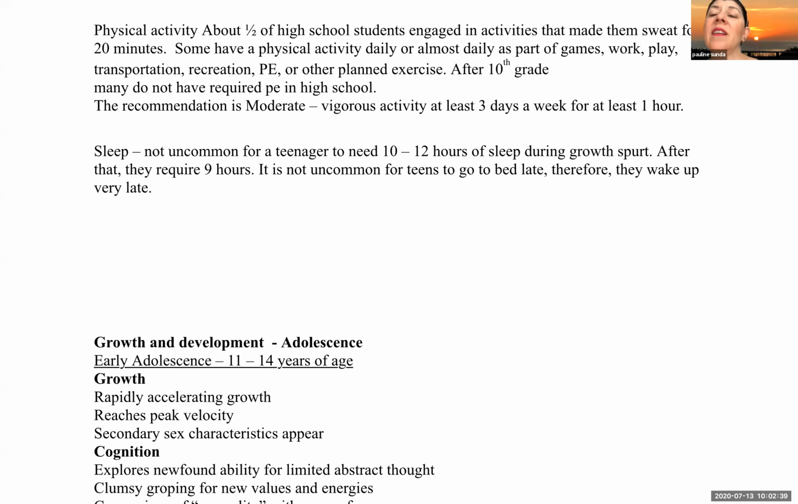Sleep. It's not uncommon for a teenager to need 10 to 12 hours of sleep during the growth spurt. After that, they require about 9. It's not uncommon for them to go to bed very late and then they wake up very late.